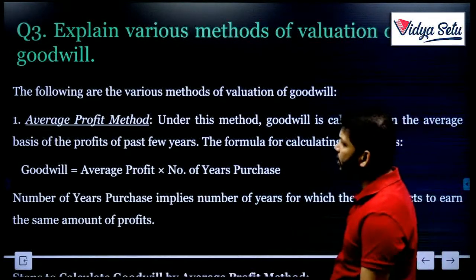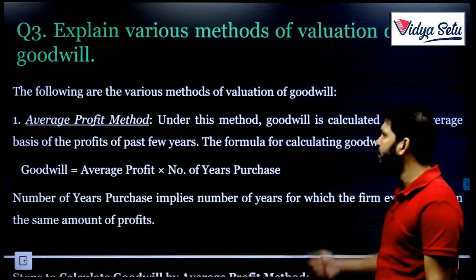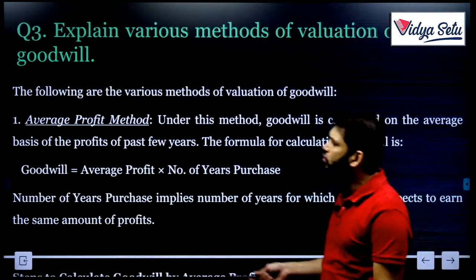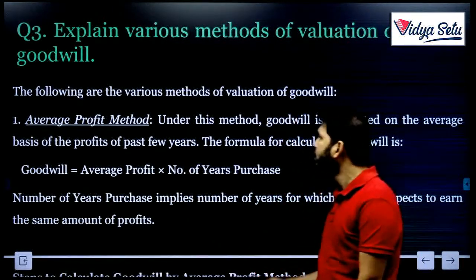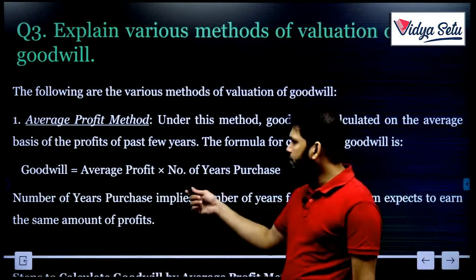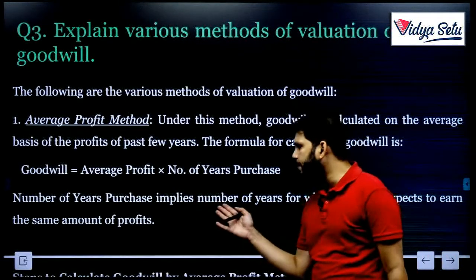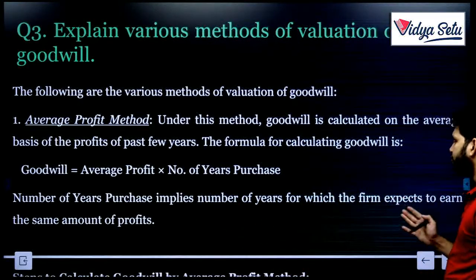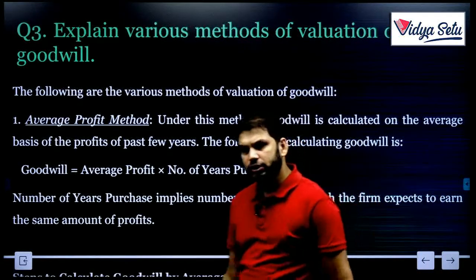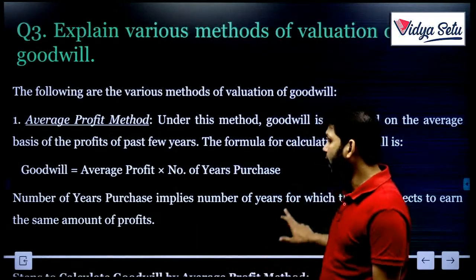The first method is the average profit method. Okay, in average profit, what happens under this method? Goodwill is calculated on the average basis of the profit of the past few years. The formula for calculating goodwill is average profit multiplied by number of years of purchase. Number of years of purchase implies the number of years for which the firm expects to earn the same amount of profits. So this is the easiest one. Okay, we all can do this in our sleep.